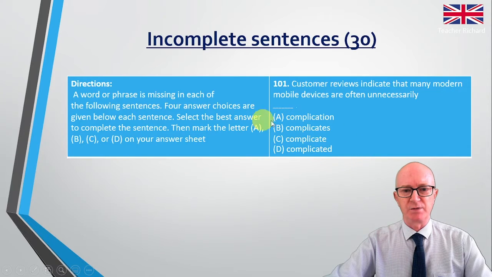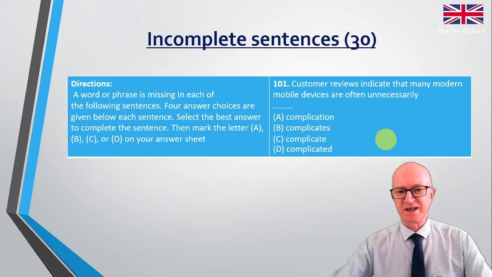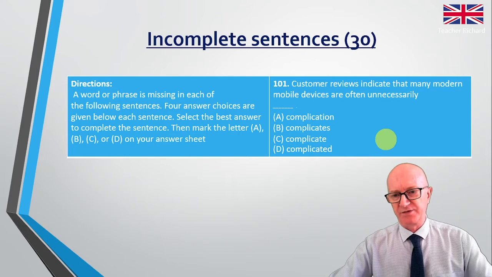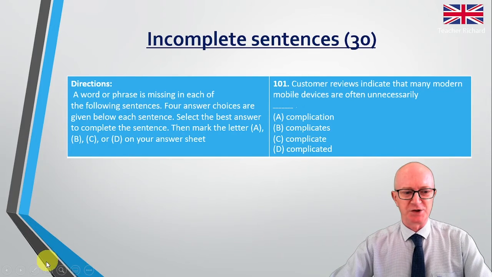So in this type of question, you're going to have a noun, a verb, an adverb, and an adjective. And you've got to decide which one to pick. So you can see it's all from the same word family. Complicate, complicated, complicates, complication. And we have to decide, am I missing a verb, noun, adjective, or adverb? These can be quite tricky questions.